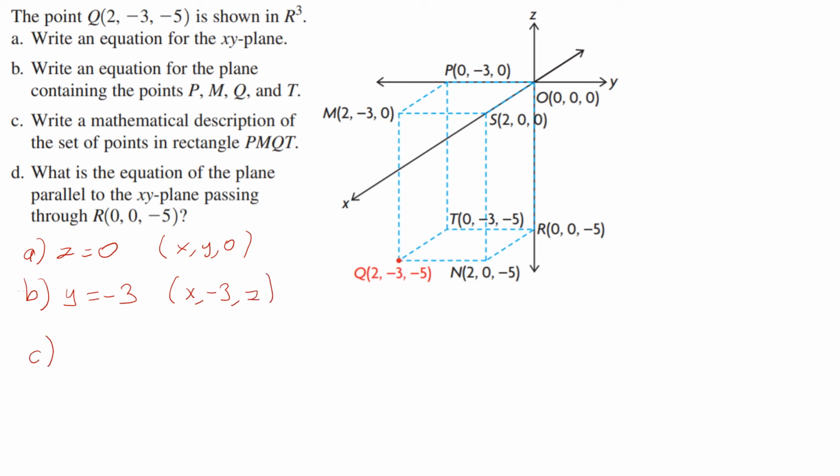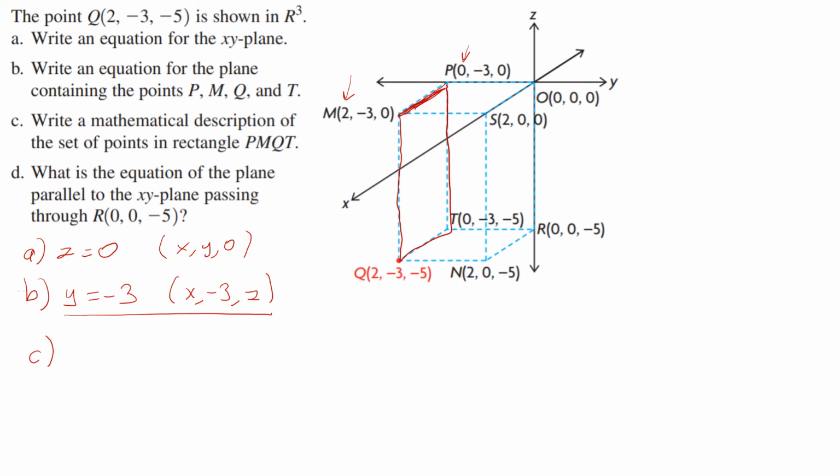The third question is write a mathematical description of the set of points in rectangle PMQT. So PMQT is the same thing we were looking at in part B, which is this part. And when it says write a mathematical description of the set of points, we can also re-include this. So we can also retype this, but I will also explain the other descriptions or restrictions. One of the restrictions I see is for x, it's either equal to 0 or equal to 2, right? So anything between that counts for the x.